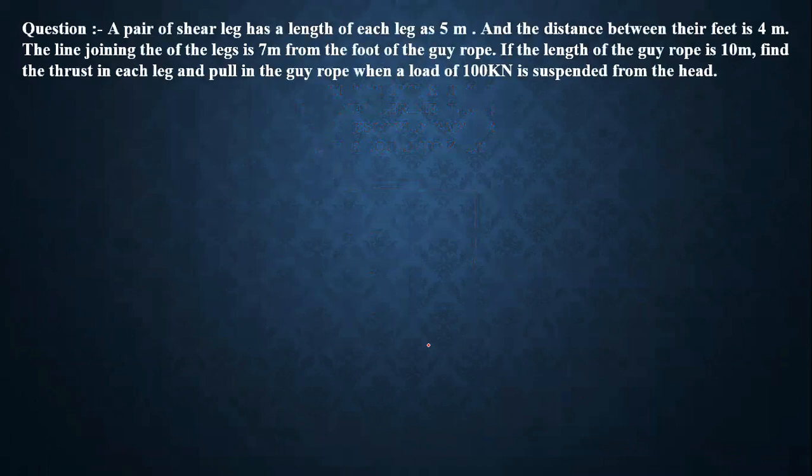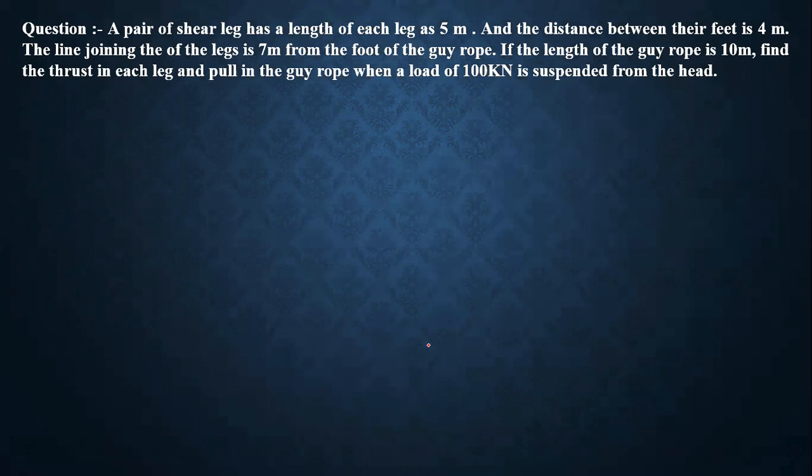The question is: a pair of shear legs has a length of each leg of 5 meters, and the distance between their feet is 4 meters. The line joining the legs is 7 meters from the foot of the guy rope. If the length of the guy rope is 10 meters, find the thrust in each leg and the pull in the guy rope when a load of 100 kilonewtons is suspended from the head.